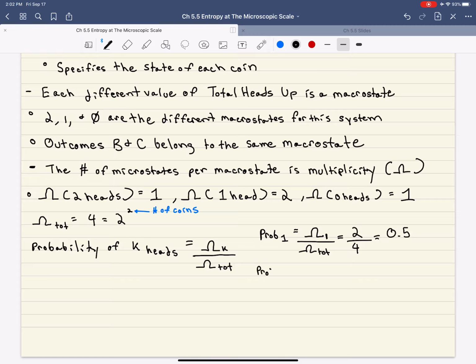If we take a look at what's the probability that we would see two heads face up, that would be 0.25, right? Because it would be 1 divided by 4. And the probability that we see 0 heads face up would also be 0.25, right? Because all we did was just take the multiplicity of each macrostate and then divide it by the total multiplicity of our system.